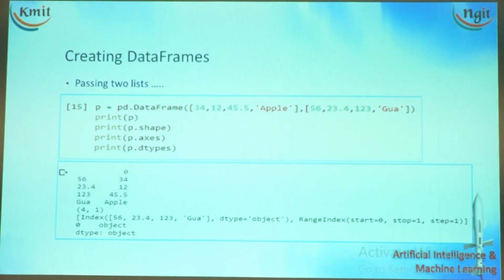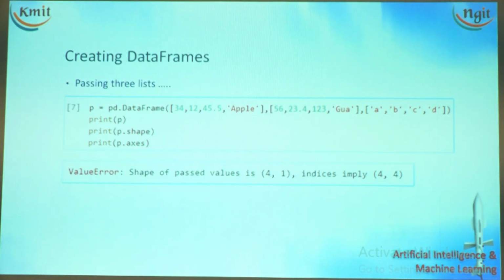Are you working with me? Got it? Now see here, everybody. Passing 3 lists, what is it doing now? When I print P, it gives me a value error. What is the value error? The shape of the passed value is 4, 1. Indices imply 4, 4. So now what should we do? How to rectify this?